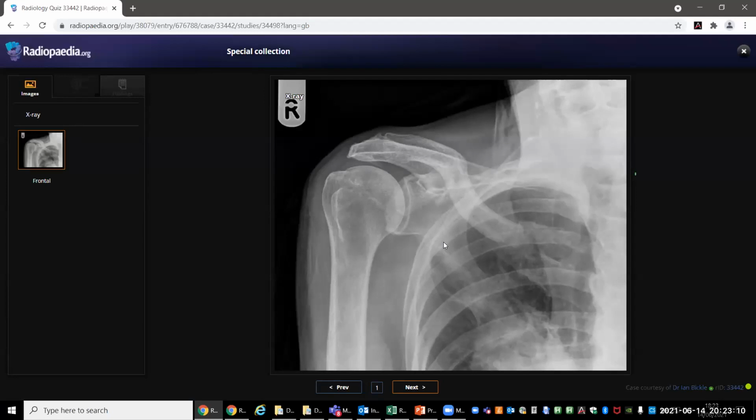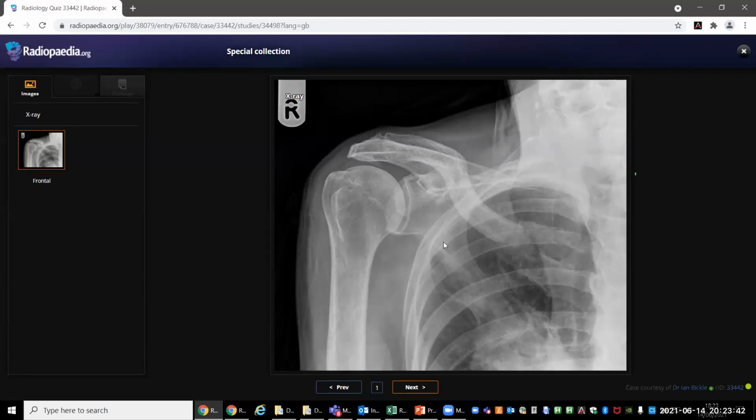This is a frontal projection radiograph of the right shoulder, in which the glenohumeral articulation is well preserved. The joint space is well preserved. The acromioclavicular joint is normal. However, I can see that there is erosion of the medial end of the clavicle.